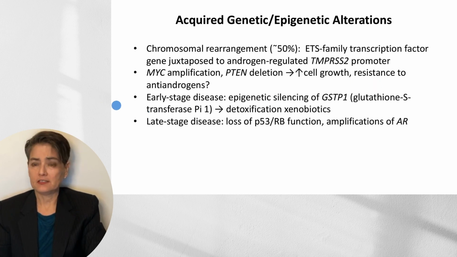In early stage disease, we tend to see epigenetic silencing of a protein called glutathione S-transferase pi 1. This is a protein that plays a role in the detoxification of xenobiotics and can contribute to the environmental context that gives rise to prostate cancer. In late-stage disease, as we've got additional mutations, we tend to see loss of P53 and RB function, again with amplifications of the androgen receptor.